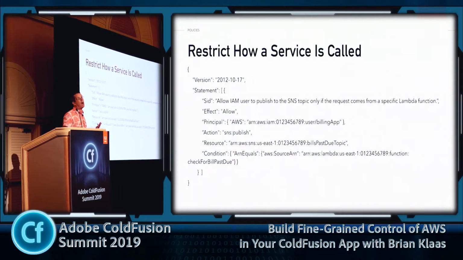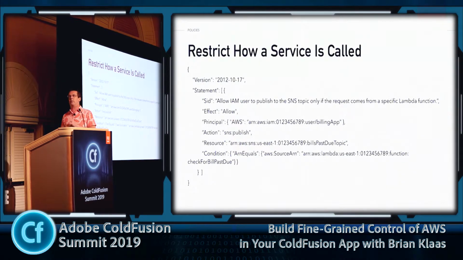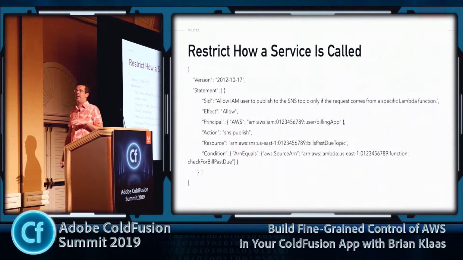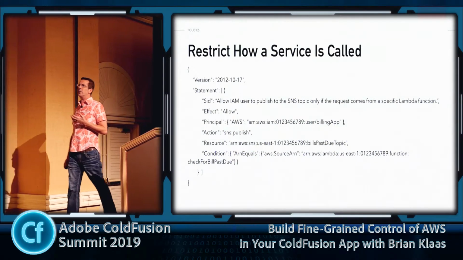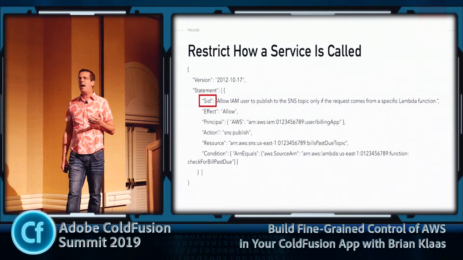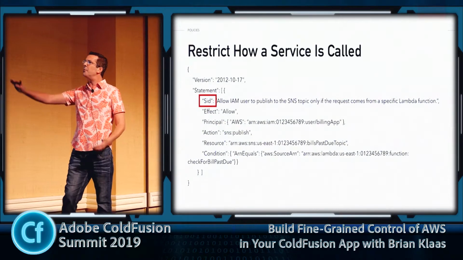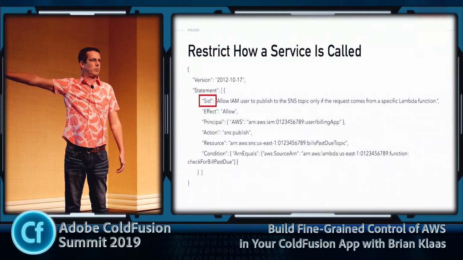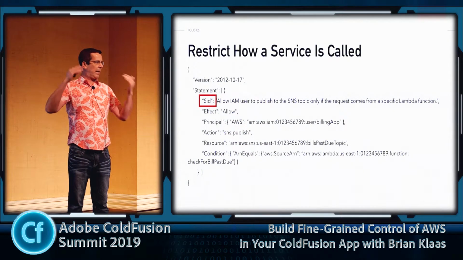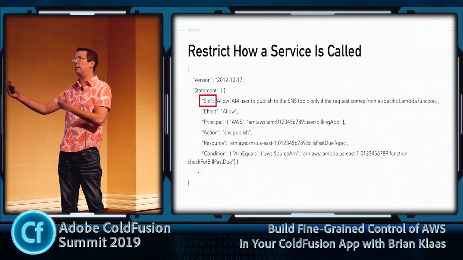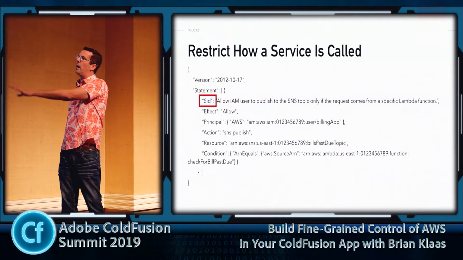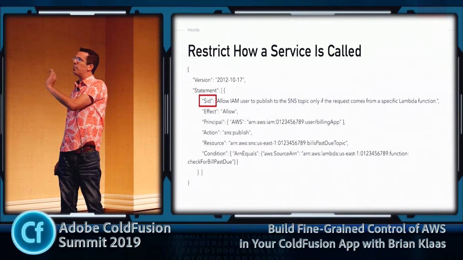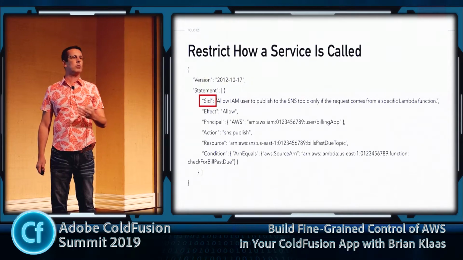You can restrict how a service is called. And this is a really restrictive example of this, and I'll walk you through it. There's this new thing in the statement called the SID. I don't know why AWS called it this, but it allows you to put comments into your policy, which is really helpful, as you're reading through and saying, this is exactly what this policy does. But you'll see in this policy, our effect is allow, and the principal here is an individual user.